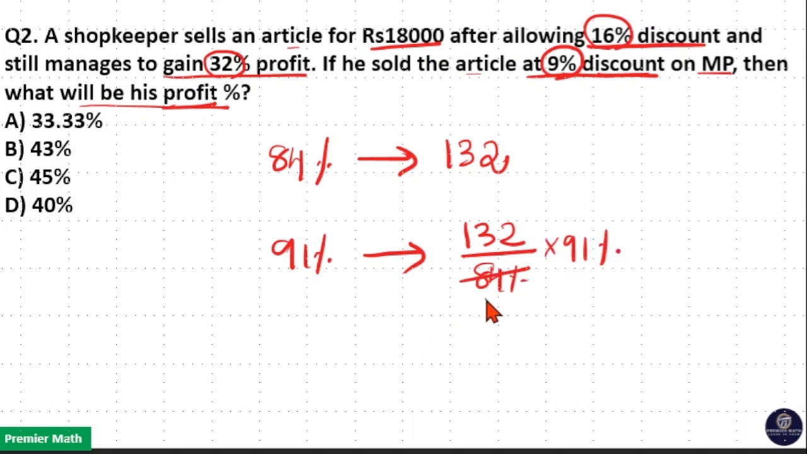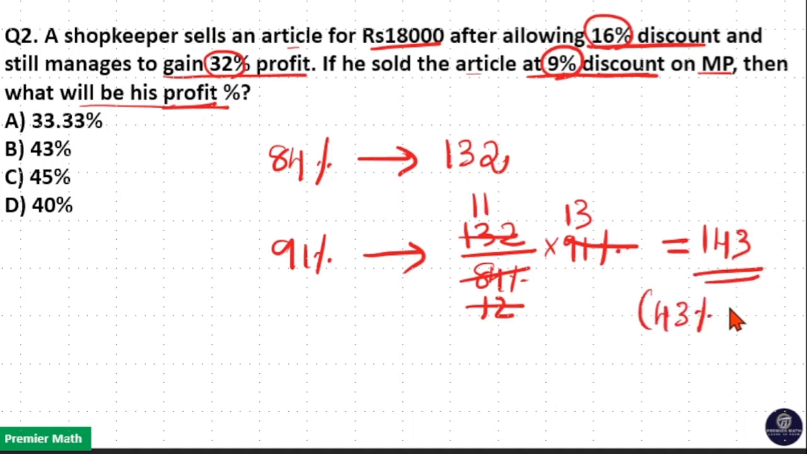Now 7 goes 1 time in 8, 7 goes 2 times in 14. 7 goes 1 time in 9, 7 goes 3 times in 21. Now 12 goes 1 time in 13, 12 goes 1 time in 12. So 11 into 13 is equal to 143. 143 means 43 percentage profit. Option B is your answer.